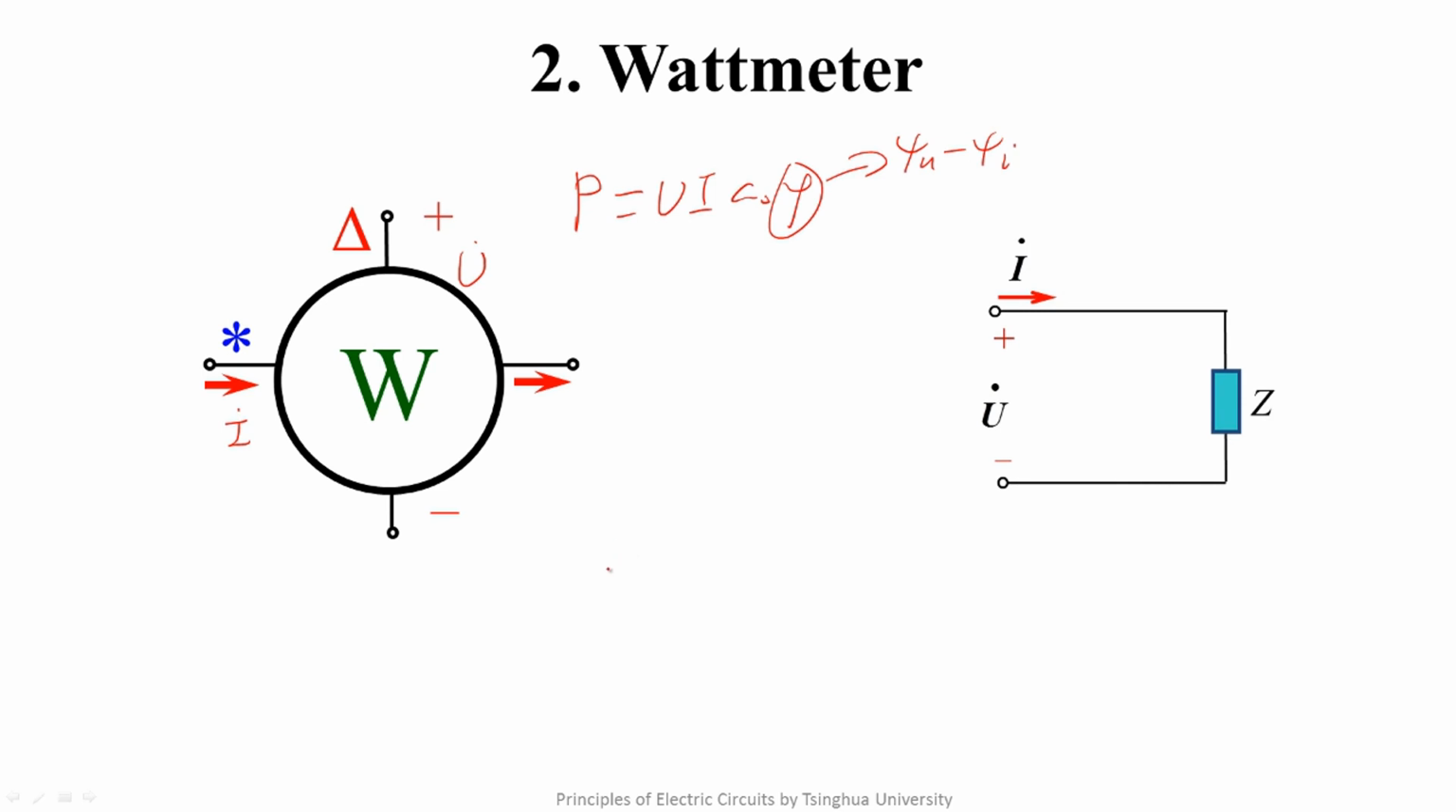Then we have a look at how to use a wattmeter to measure average power absorbed by the load. We need to measure the load voltage and also need to measure the current flowing through the load. So we connect the star and another terminal of the wattmeter to the main circuit of the load according to the direction of the current. That's like this.